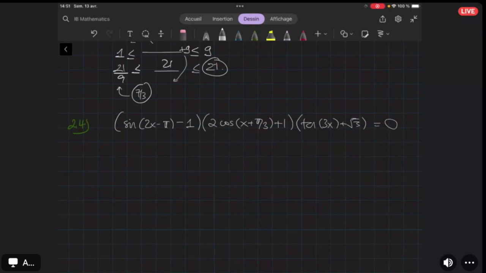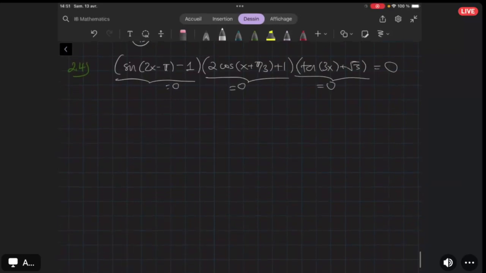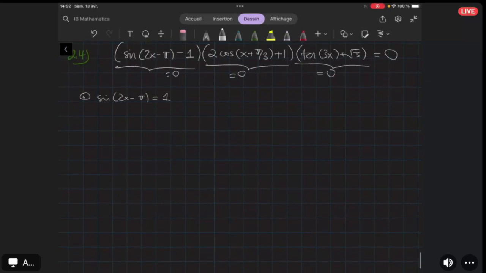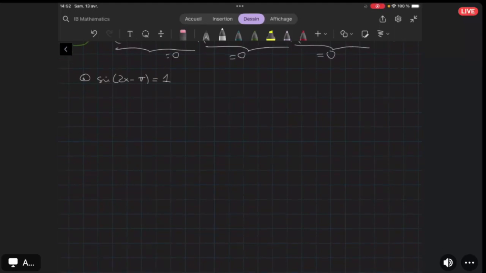So for the product to be 0, at least one of them has to be 0. So basically, you will have to solve 3 different equations. Start with the first one. Sine of 2x minus pi is equal to 1. This is my excuse. This is my way to make you guys feel like you're solving fewer equations. But you still get the practice that you need. All right, sine of 2x minus pi equal to 1. How do we solve this?